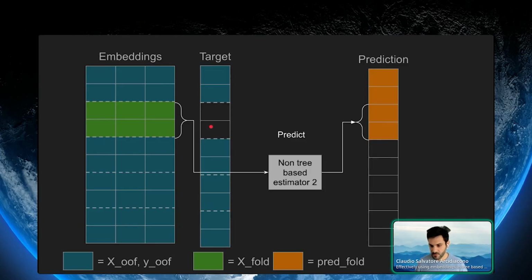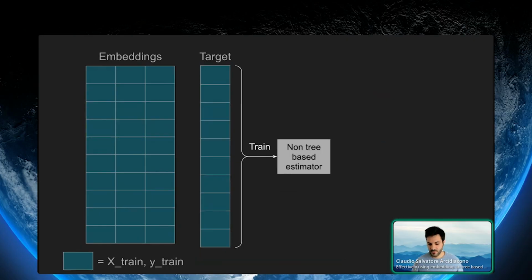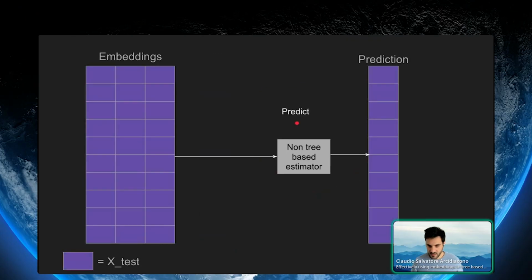But this is something that we need to do only when we want to train our model. At the end of the process, when we want to train our final non-tree based estimator, we are going to look at our entire train set, create yet another non-tree based estimator, and store it. This non-tree based estimator is going to be stored together with the general model, and is going to be used at prediction time, for example during inference or whenever you want to test your model, to generate predictions from embeddings on unseen data. So for example, on our test set.